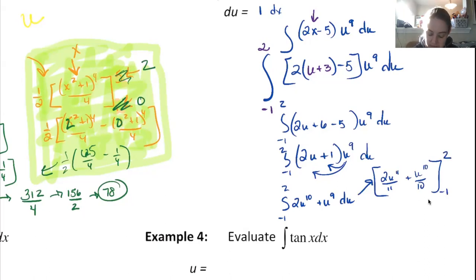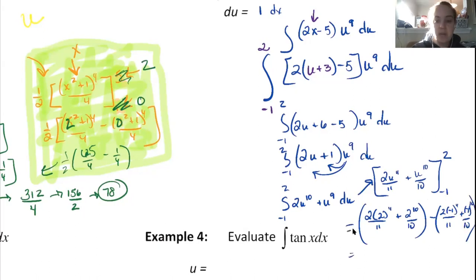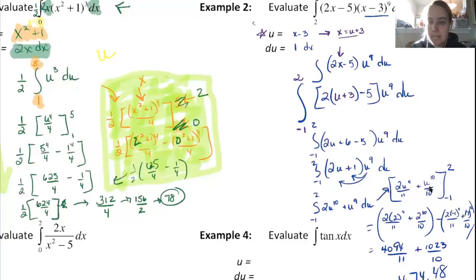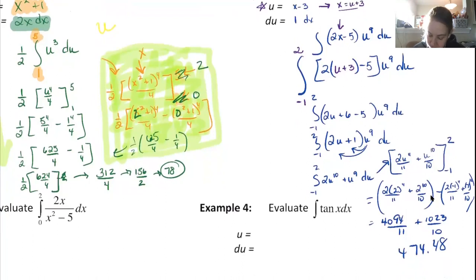So what do I do with the -1 and the 2? You're going to want to substitute them. So this is 2 to the 11th over 11 plus 2 to the 10th over 10 minus -1 to the 11th over 11 plus -1 to the 10th over 10. There's a lot going on here. I'm going to pause this while I do a little bit of calculator work. You do the same. All right, I did a little calculator work while we were paused. So I've put in all the pieces with my exponents. I did the 11th pieces and the 10th pieces together. I don't have a nice neat fraction, but I do get 474.48.